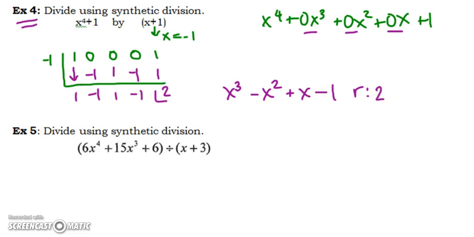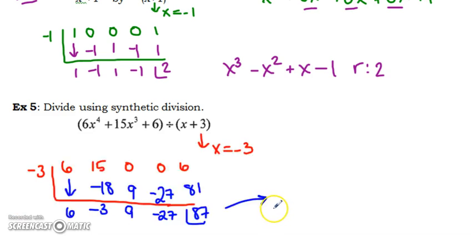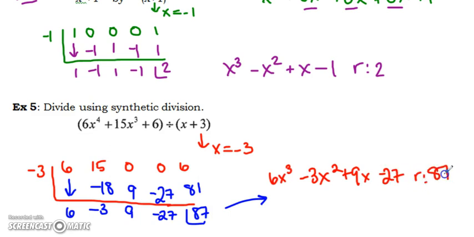All right, come on, pause me so you can try number 5. I promise it's not as many zeros. Okay, have fun. See, told you, fewer zeros. Only 2 this time. Okay, so you should have gotten 6x to the 3rd minus 3x squared plus 9x minus 27, remainder of 87.